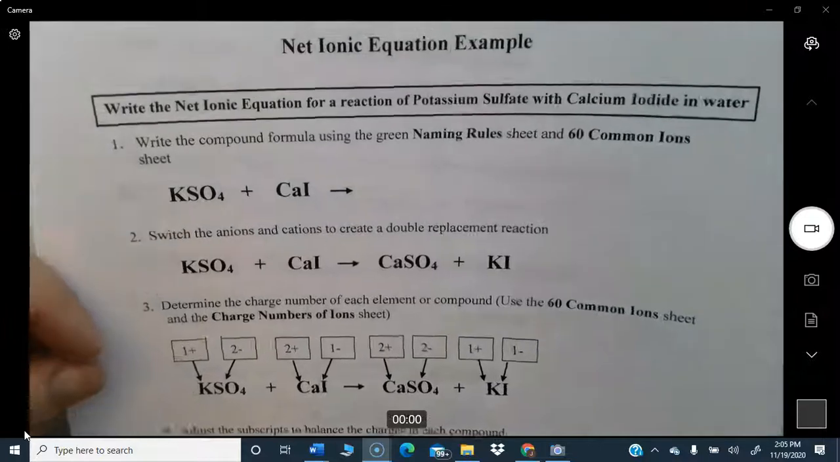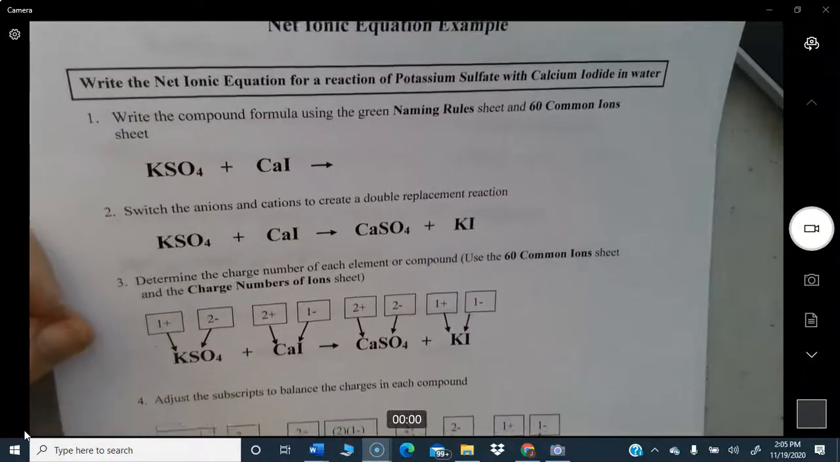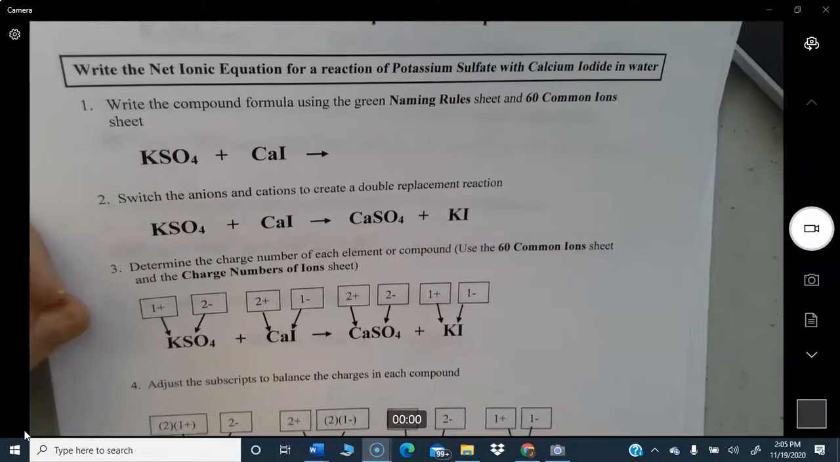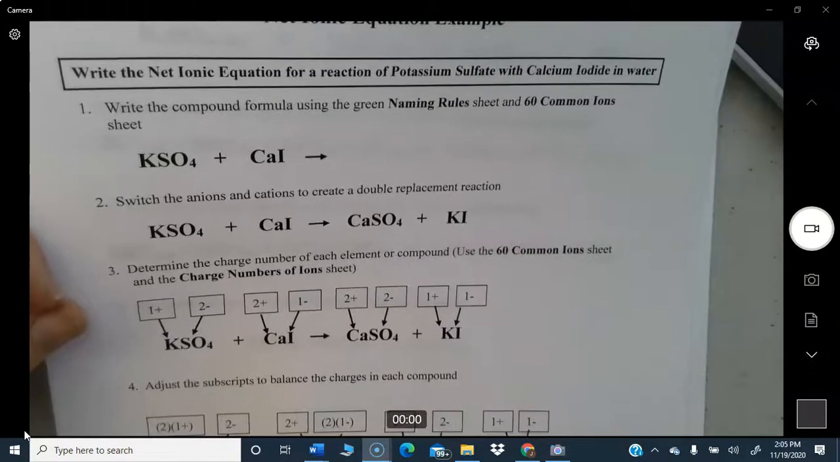sheet, a couple of sheets on a net ionic equation, how to write a net ionic equation. What I do in the video is taken from this, but I recommend you watch the video and listen to the explanation once, and then you can use this if you understand it.